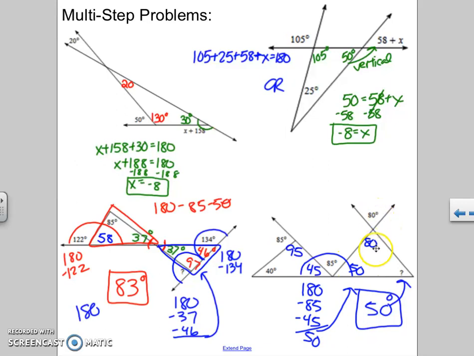I bumped in this 80 right here because it was vertical. So to find this missing angle, I did 180, take away 80, take away 50 to give me this angle, which was a 50. Okay? So again, if you got some questions on those multi-step problems and my thought process behind them, I'd be more than welcome to help you.